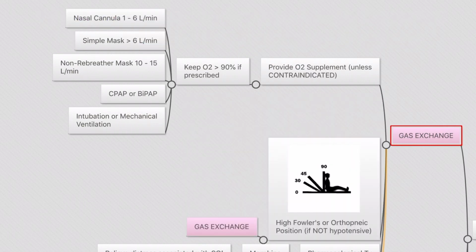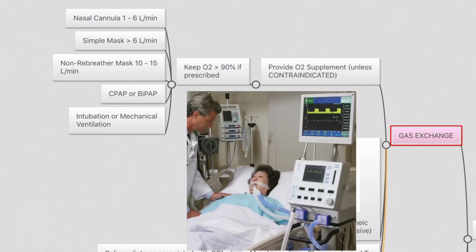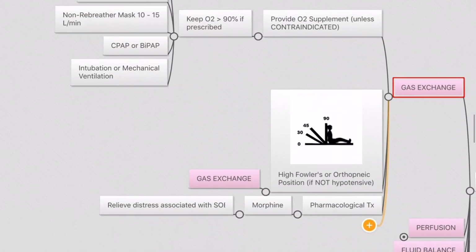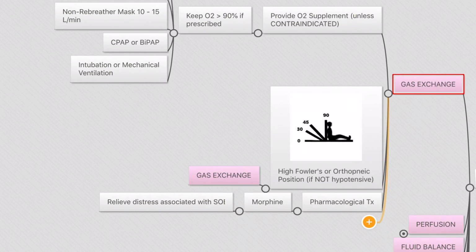Now, if all fails, then you have to proceed to more invasive oxygen supplementation. There will be intubation with mechanical ventilation. Once you provide oxygen supplement to ensure that the patient has sufficient oxygenation, then you can place the patient in high Fowler or orthopneic position if the patient is not hypotensive. So if a patient is hypotensive, let's say systolic blood pressure is in the 80s and 90s, then high Fowler position would probably not be a good idea.